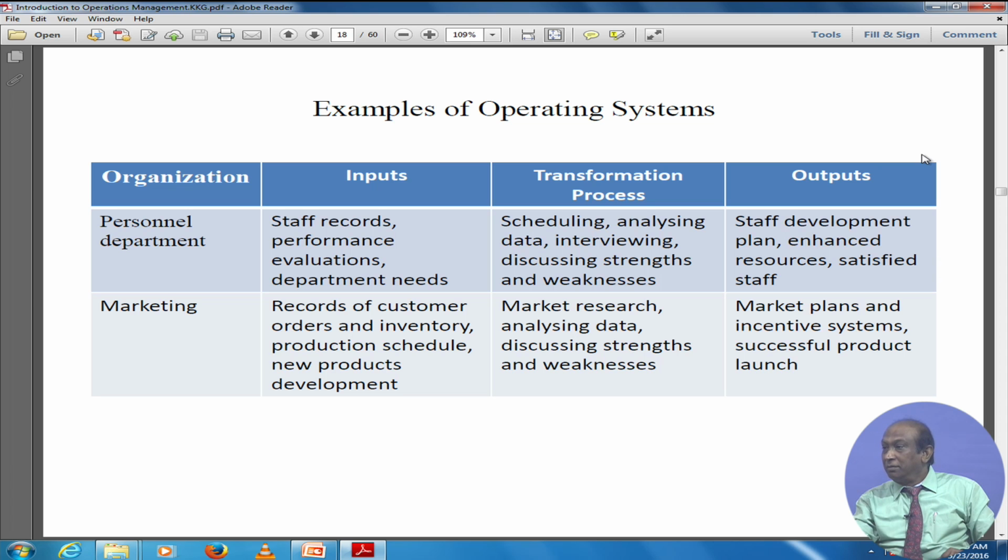Personnel department. What are their inputs? Staff records, performance evaluations, appraisals, departmental needs. What do they do? They schedule, analyze data, interview, discuss strengths and weaknesses, attract people, recruit people, train them, develop them, and also retire them. That is the cycle. That is the transformation process. Similarly, marketing. So, you see operations is everywhere, all around us.